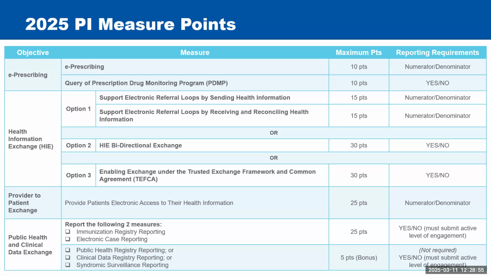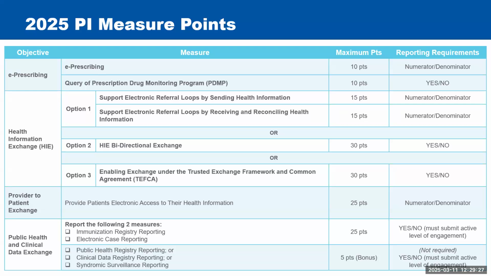Points are really broken down into 4 core objectives. There are 20 points available for e-prescribing. You get 10 points for attesting to querying the PDMP or using Casper before you prescribe any of those Schedule 2 or Schedule 3 medications. Eligible clinicians can earn up to 10 points for e-prescribing based on the number of prescriptions generated and transmitted electronically, as Vicky had discussed.